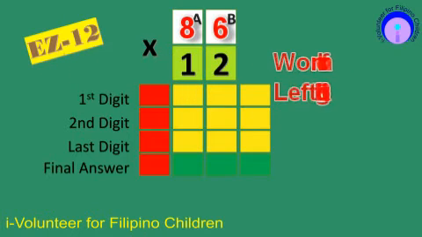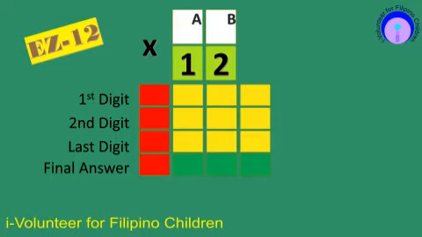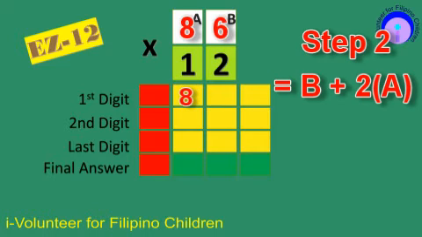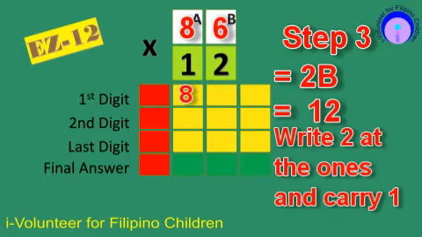Let's summarize the process of Easy 12. 80 times 10 is equal to 800. Write 8 on the hundreds place. In step 2, we will be working A and B. We will find the sum of B and twice the digit A. 6 plus 16 is equal to 22. Write down 2 on the tens place and carry it over 2 to the hundreds place.